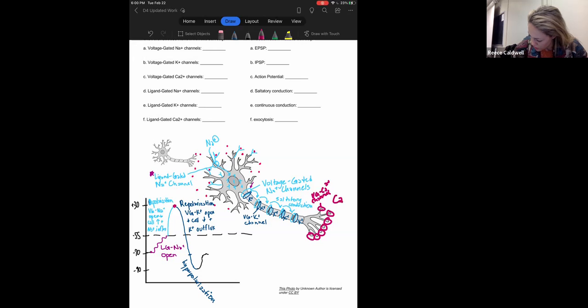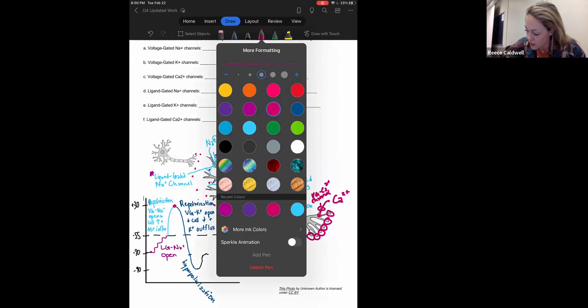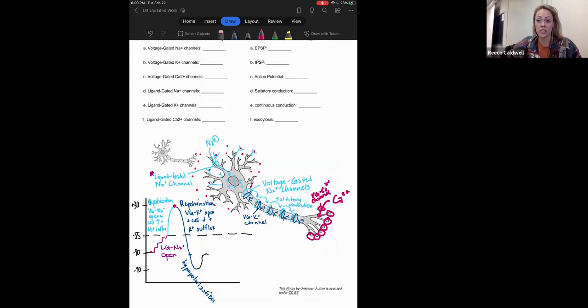So calcium, which exists in higher concentrations outside of the cell, will flow into the axon terminal. And when this occurs, we will see exocytosis of neurotransmitters. So exocytosis, the release of neurotransmitters. So that influx of calcium into the axon terminal will cause exocytosis of neurotransmitters, so they will be released to the next neuron. All right, so these are very important processes to kind of understand.